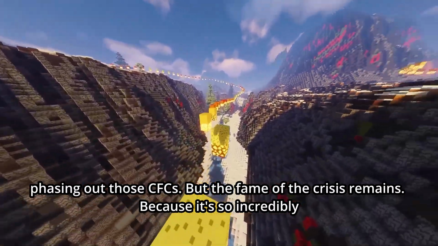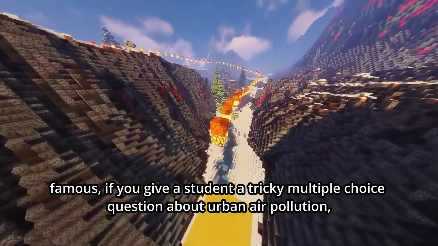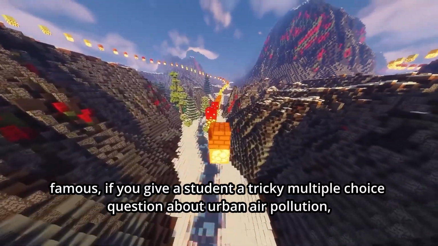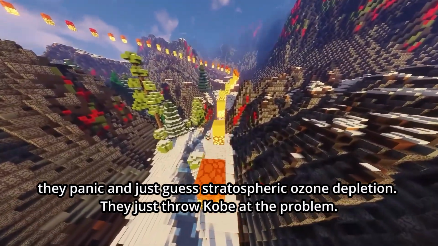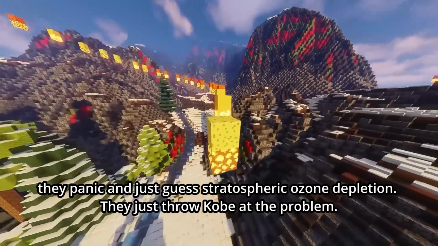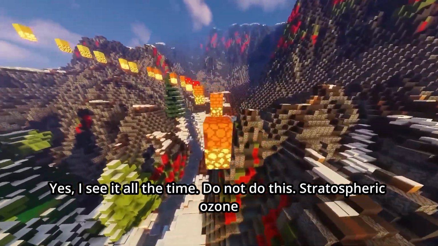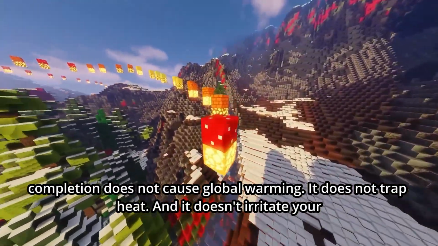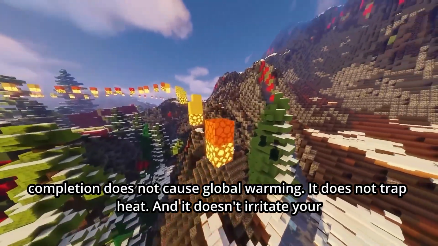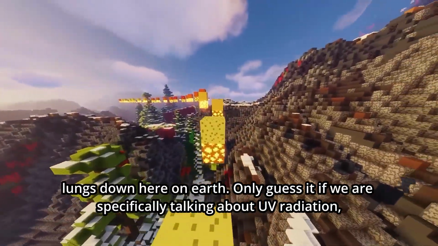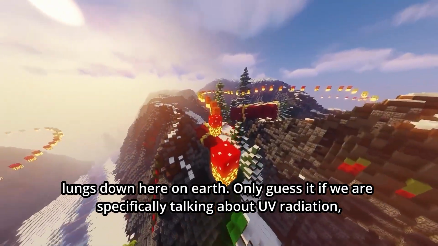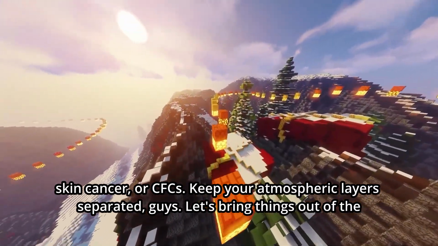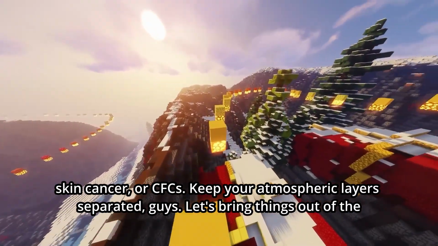Because it's so incredibly famous, if you give a student a tricky multiple-choice question about urban air pollution, they panic and just guess stratospheric ozone depletion. They just throw Kobe at the problem. Yes, I see it all the time. Do not do this. Stratospheric ozone depletion does not cause global warming, it does not trap heat, and it doesn't irritate your lungs down here on Earth. Only guess it if we are specifically talking about UV radiation, skin cancer, or CFCs. Keep your atmospheric layers separated, guys.